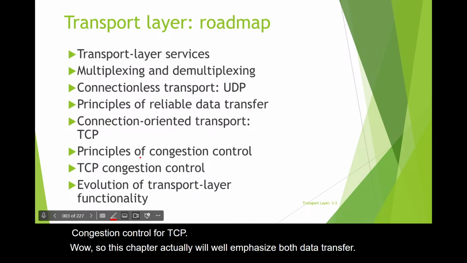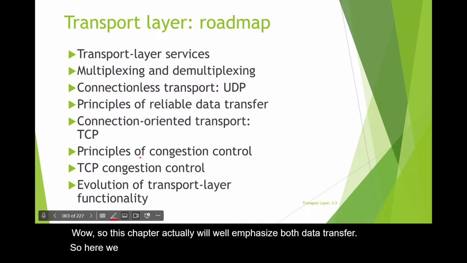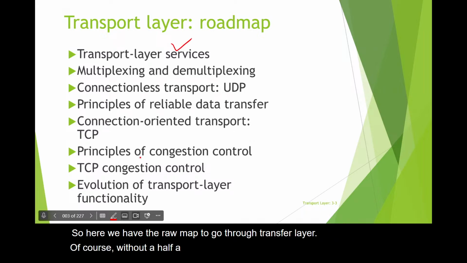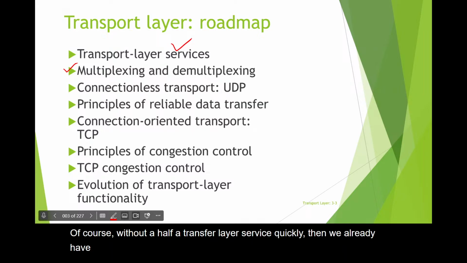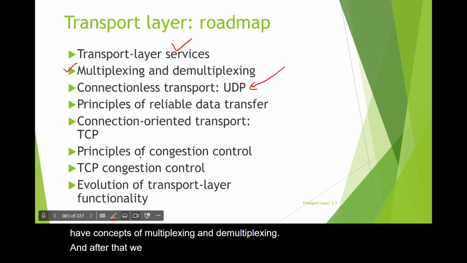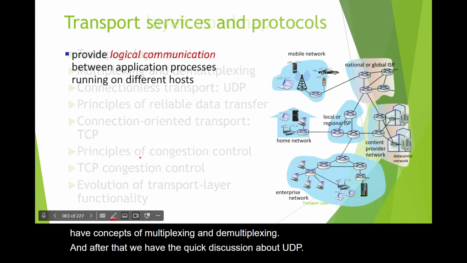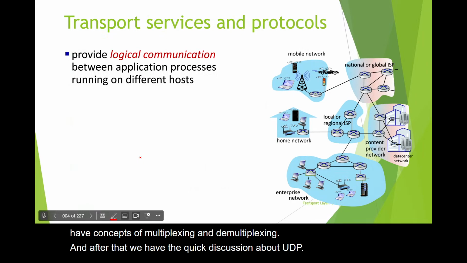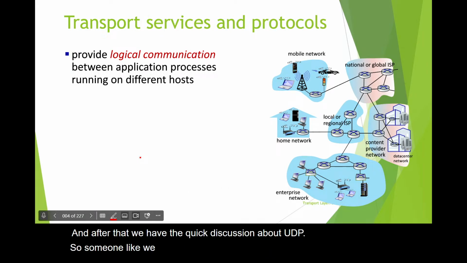So here we have the roadmap to go through transport layer. Of course, we start with transport layer service quickly. Then we have the concepts of multiplexing and demultiplexing. And after that, we have a quick discussion about UDP. So we review the transport layer service and protocols.